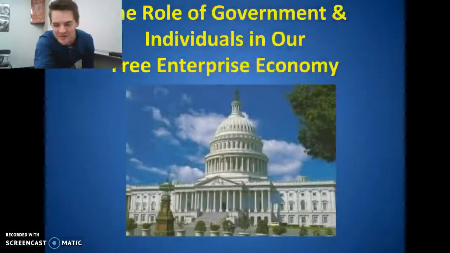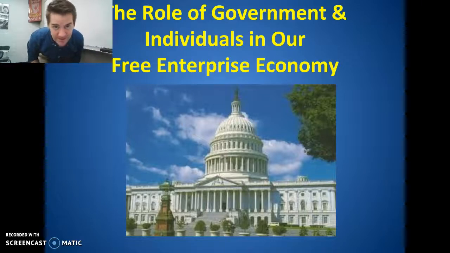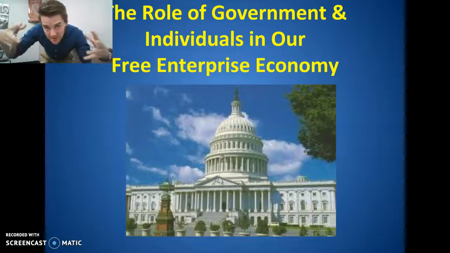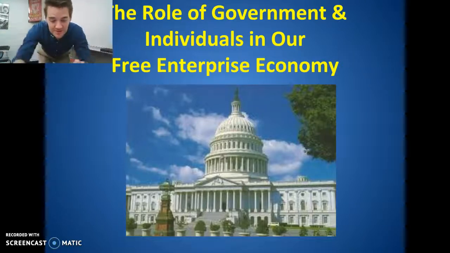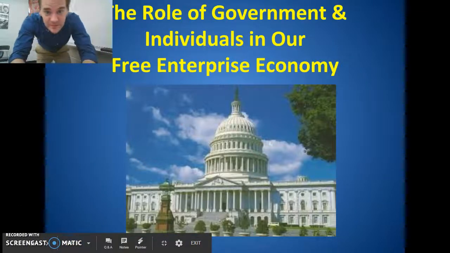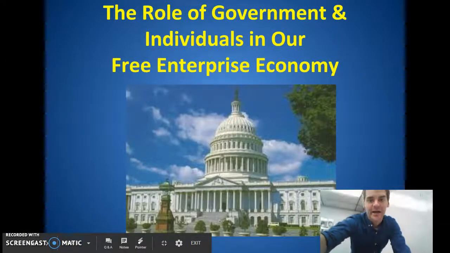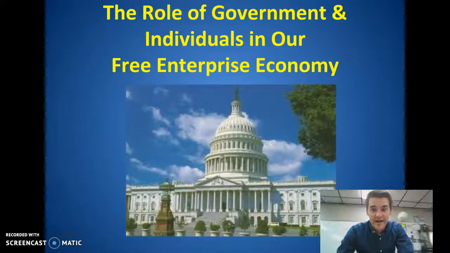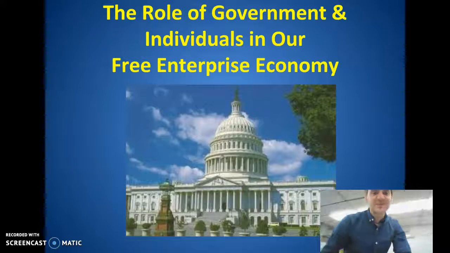Okay. So, we've been talking a lot about the economy and then we switched to government. So, today, for the first time, we're going to mix the two together. Specifically, we're going to be talking about the role that we think the government and individuals should have in our economic system, which we call a free enterprise economic system. It's like the best of both worlds.